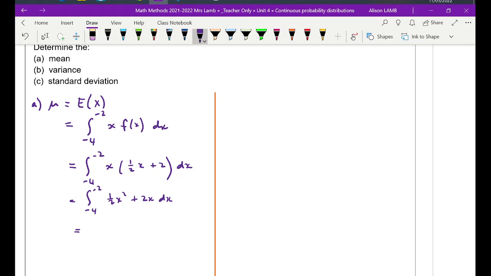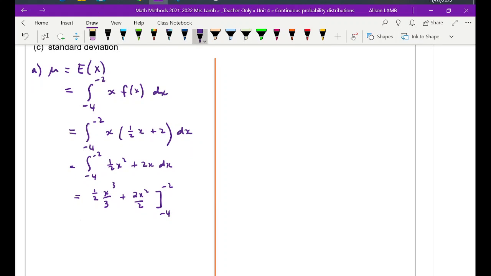If we integrate a half x squared, it would be a half x cubed divided by 3, plus 2x, which integrates to 2x squared divided by 2, or just x squared. So I think we'll write this as 1/6 of x cubed plus x squared. And from -4 to -2, let's do the substitution, put -2 in.